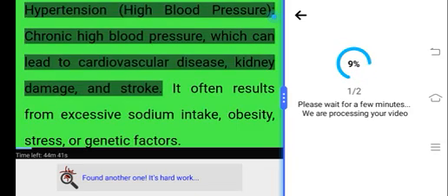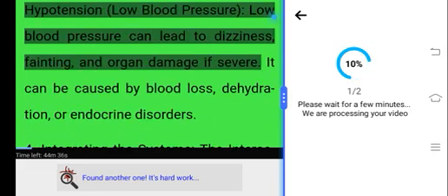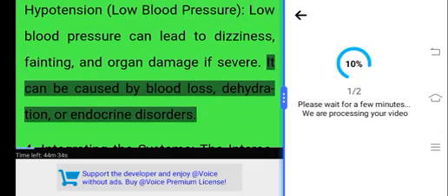Disorders. Hypertension, high blood pressure, is chronic high blood pressure, which can lead to cardiovascular disease, kidney damage, and stroke. It often results from excessive sodium intake, obesity, stress, or genetic factors. Hypotension, low blood pressure, can lead to dizziness, fainting, and organ damage if severe. It can be caused by blood loss, dehydration, or endocrine disorders.